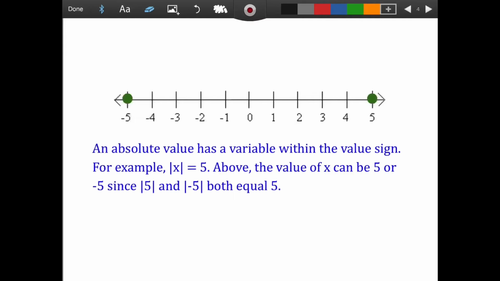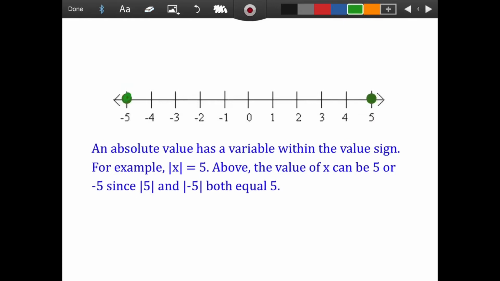So when we're talking about absolute value equations, you're going to have a variable inside of your absolute value, and that's going to give you two solutions, one where it's positive and one where it's negative. So there's two solutions to the absolute value of x equals 5, negative 5 and positive 5. And on our number line, we just represent that by putting a closed circle at each of those points.